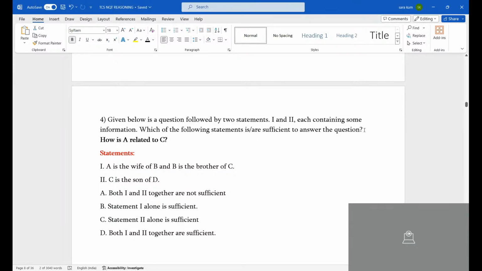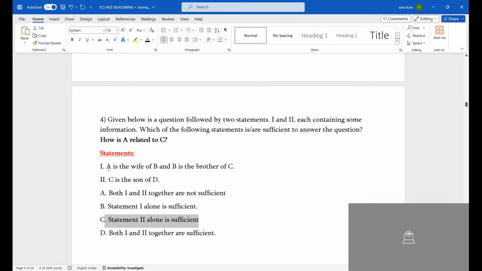Again, this is a data sufficiency question. You will always see in data sufficiency questions, you will have statements and you will have a question. All you have to do is judge or reason if these statements are sufficient to answer this question. So your answer is either both one and two are sufficient, statement one alone is sufficient, or sometimes statement two alone will be sufficient, right?